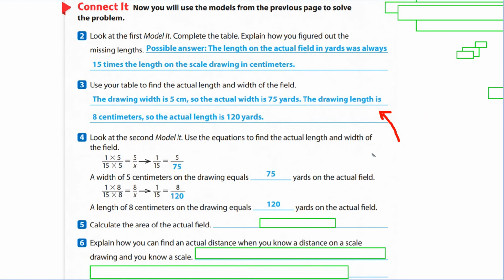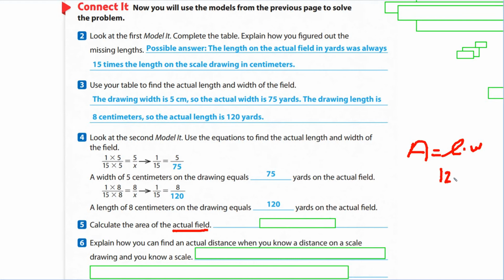And the table for number 3, excuse me. Number 5, now it says to calculate the area of the actual field. Where if it's 75 by 120, think about how you find an area of a rectangle. Area of a rectangle, I was about to draw it, which is fine. Length times width, or base times height, right?